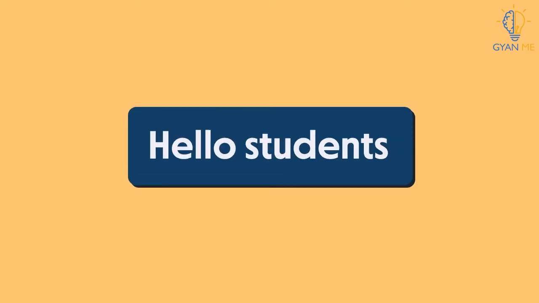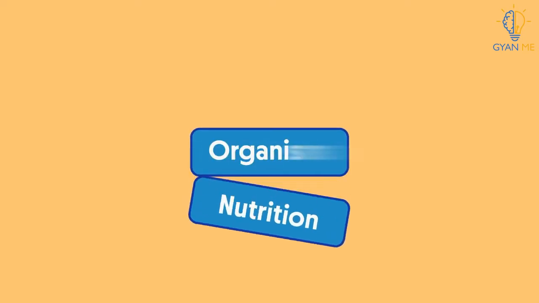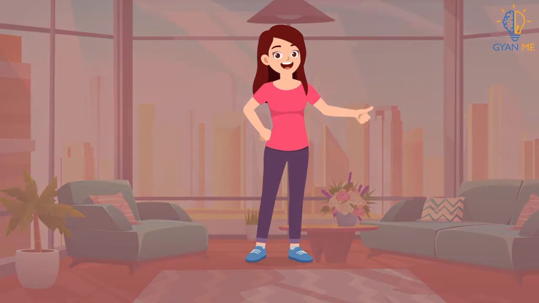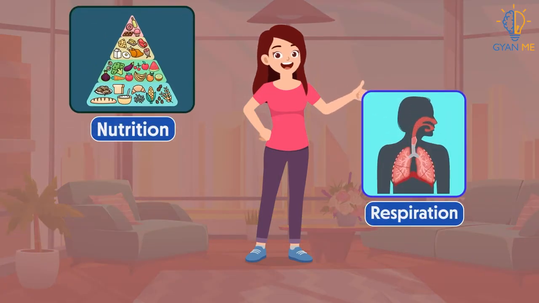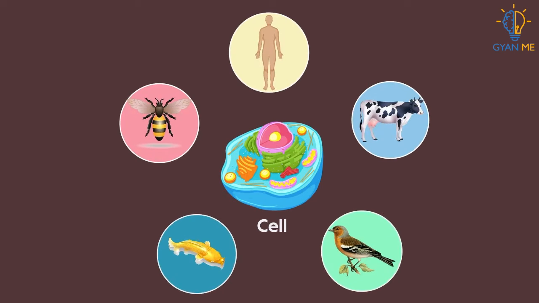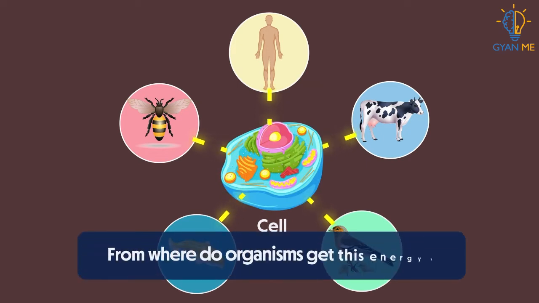Hello students! Previously, we discussed nutrition in organisms. We know that various life processes such as nutrition, respiration, excretion, etc. are critical for keeping cells and organisms alive. Every cell of all living organisms needs energy to carry out life processes. But the question is, from where do organisms get this energy?